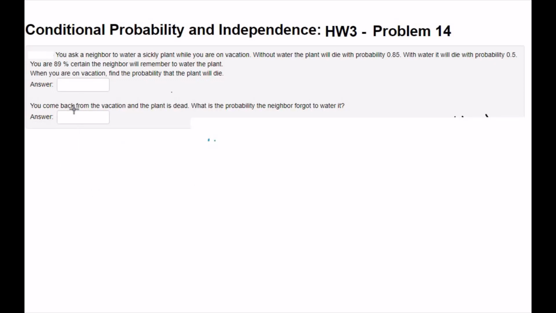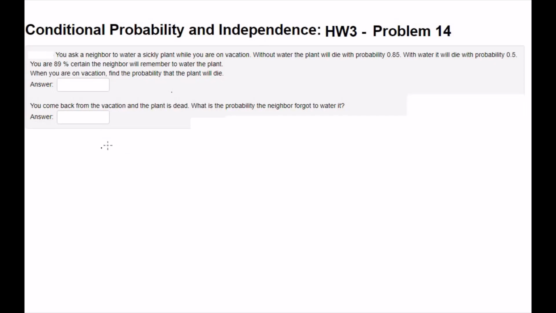Problem number 14. You ask a neighbor to water a sickly plant while you're on vacation. Without water, the plant will die with probability 85%. With water, it will die with probability 50%. You are 89% certain the neighbor will remember to water the plant. When you're on vacation, find the probability that the plant will die.